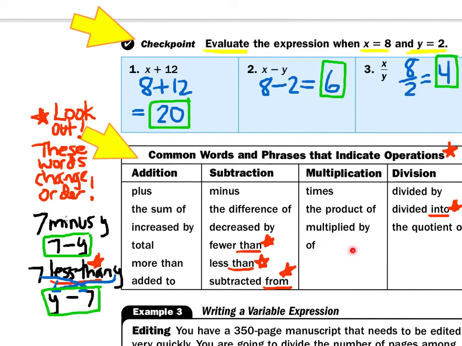Now with multiplication, order doesn't matter, right? Because 3 times 5 is the same as 5 times 3. So these words would tell you to multiply, and the order doesn't matter. But in division, order matters. And that's why I put a red star next to divided into. Watch out for that, because that can change the order when we translate.